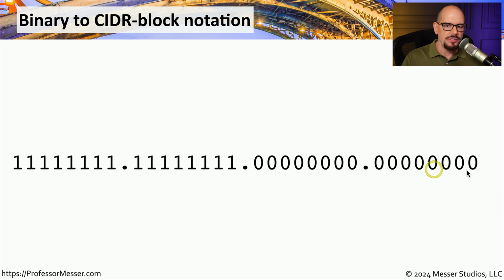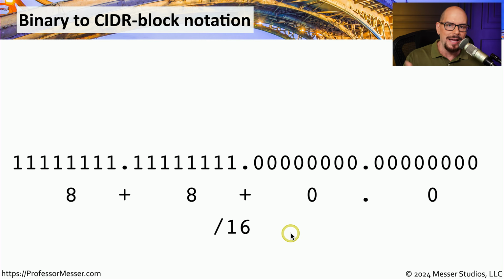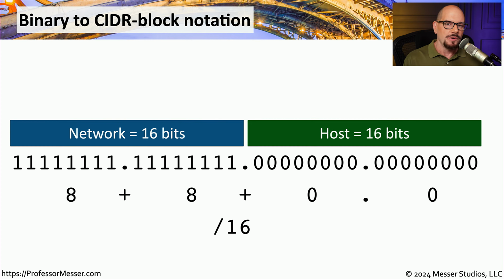Let's convert a binary subnet mask to one that is the CIDR-block notation for a subnet mask. And we'll take this subnet mask that we have on the screen, which has all ones in the first 2 octets and all zeros in the last 2 octets. If we were to count the number of ones in this subnet mask, we have 8 in the first octet, 8 in the second octet, none in the third, and none in the fourth. That means the total number of ones in the subnet mask would be 16, so the CIDR-block notation would be /16. This means that the first 16 bits of the subnet mask are associated with the network, and the last 16 bits are associated with the host ID.